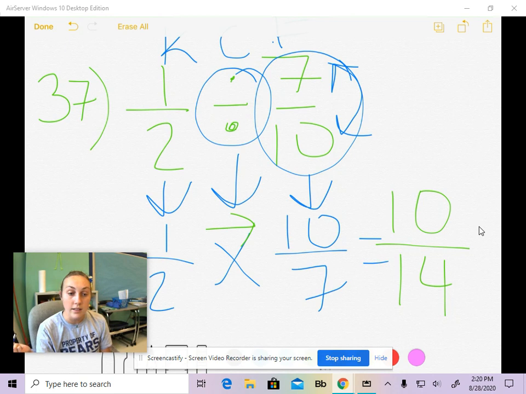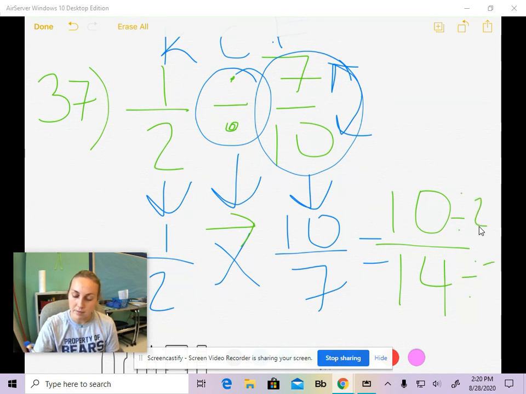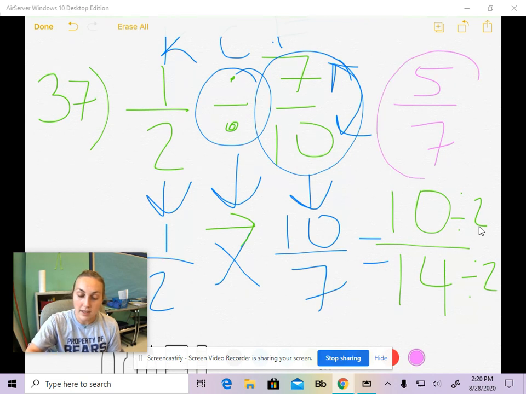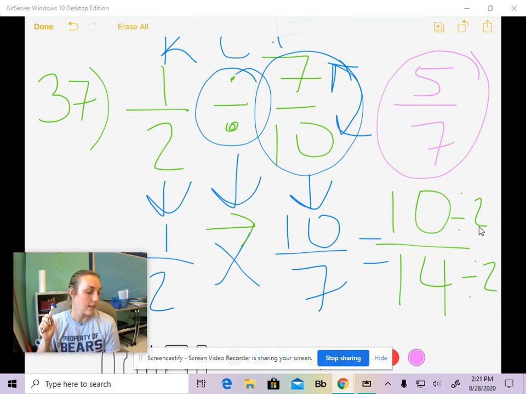Both 10 and 14 can be divided by 2 because they're both even numbers. So let's reduce 10 and 14. Let's divide both by 2. So 10 divided by 2 is going to be 5. And 14 divided by 2 is going to be 7. So that will be our answer for number 37. 5 over 7 is the answer to number 37. There you go.